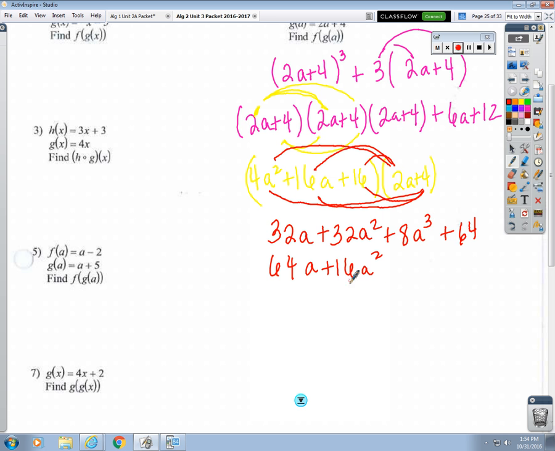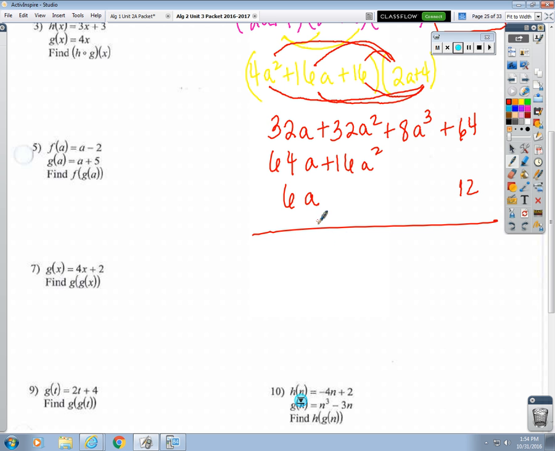Okay, and then I want to show you something else. Didn't we still have this left over that we haven't done anything with? That's a 6a, so it can go under those. That's a constant, so it can go under the 64. Now you just combine your like terms. How many a's do I have? 102. How many a squareds do I have? 48, so positive 48a squared. How many a cubes do I have? So just bring that down, 8a cubed, and then how many constants do I have? 76. Is that the way we would leave our answer?